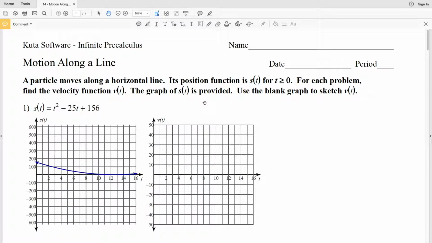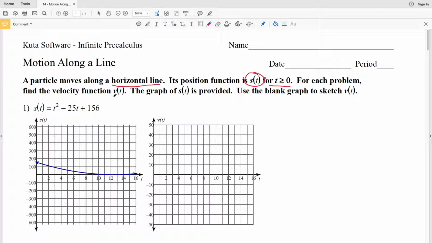In this video, we're going to go over the KutaSoftware Infinite Pre-Calculus free worksheet, Motion Along a Line. Now in numbers 1 and 2, it says a particle moves along a horizontal line. Its position function is s of t for t greater than or equal to 0. And t usually represents time in this case.